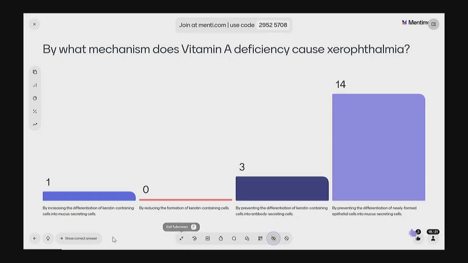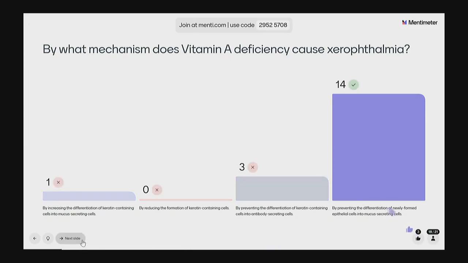So I wanted to show us the correct answer. The correct answer is preventing the differentiation of newly formed epithelial cells into mucus secreting cells. Because we did see that vitamin A plays a role in the differentiation of cells, if you recall from yesterday.